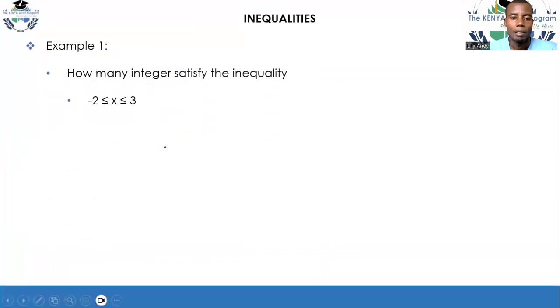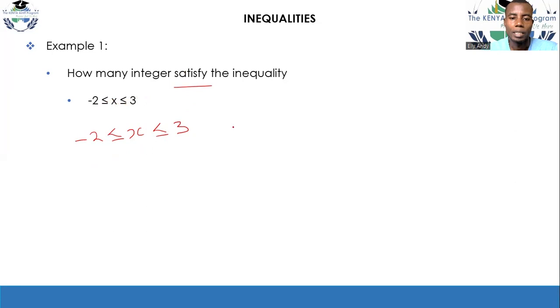Let's look at our first example. We'll start with a relatively simple one here. We have this inequality, -2 less than or equal to x less than or equal to 3. Now, the question reads, how many integers satisfy the inequality? And here satisfy means basically which integer values of x will make this inequality correct.